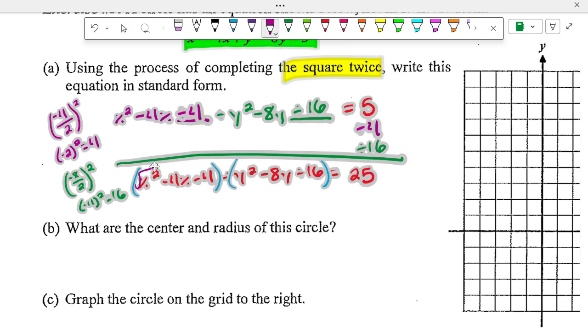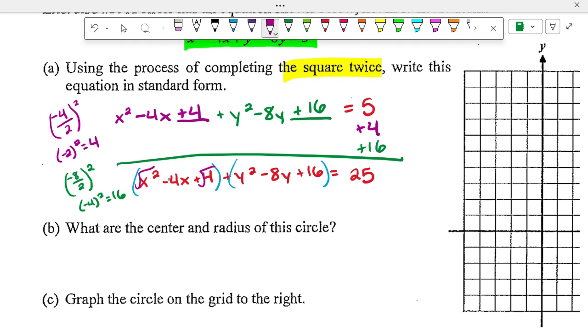So I'm going to square root the first and the last of the x's, keep the sign of the second. So what would it be as my binomial? So what's the square root of x squared? X. Bring down the minus. What's the square root of 4? 2. And then what am I missing? The square.